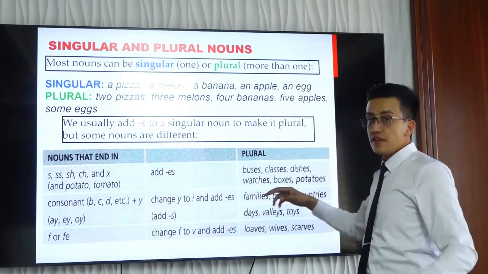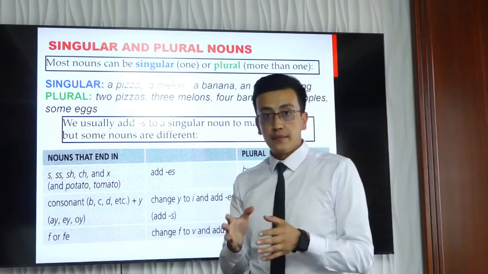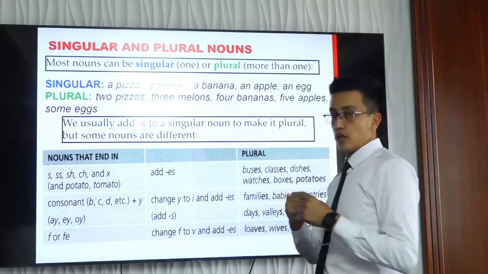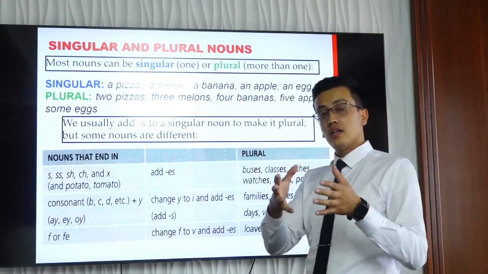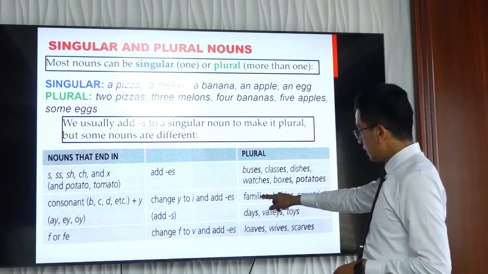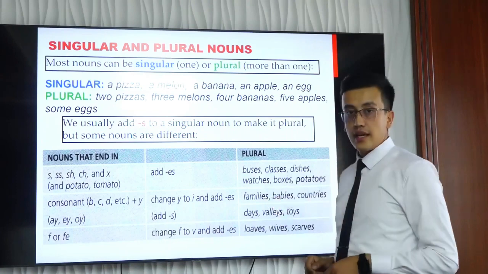For example, look here. We have a family. At the end of family, we have the consonant Y. And according to the rule, we should change Y into I. That's why we use families. Here you can see I, and also at the end of the word, ES.